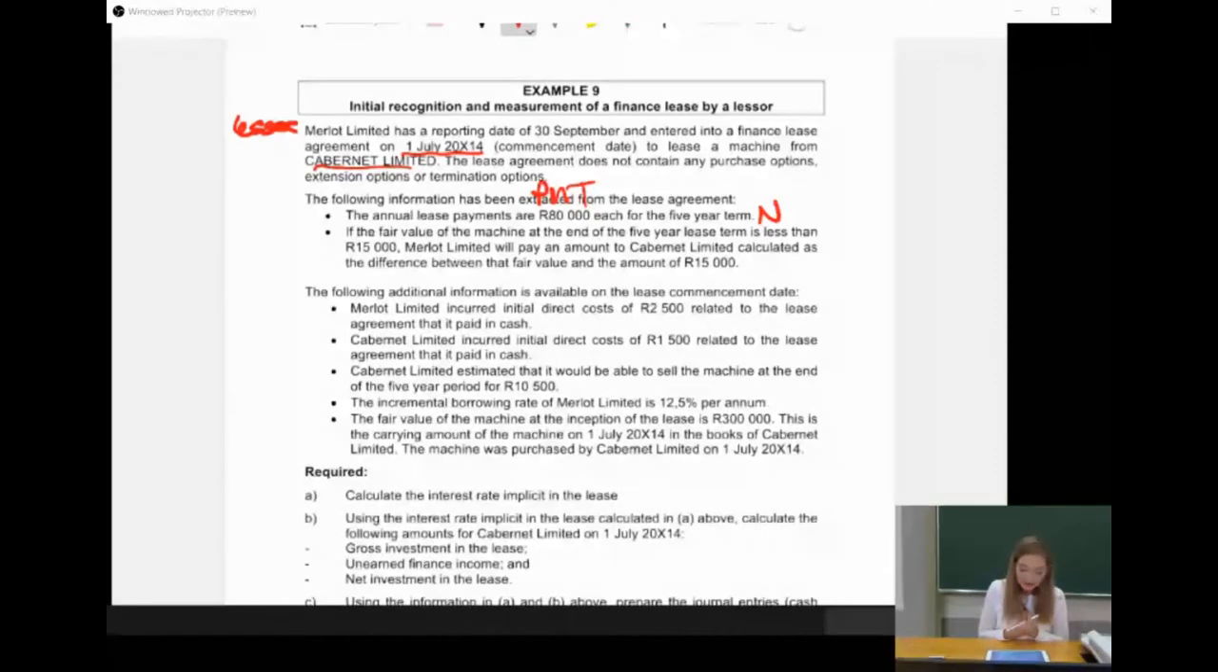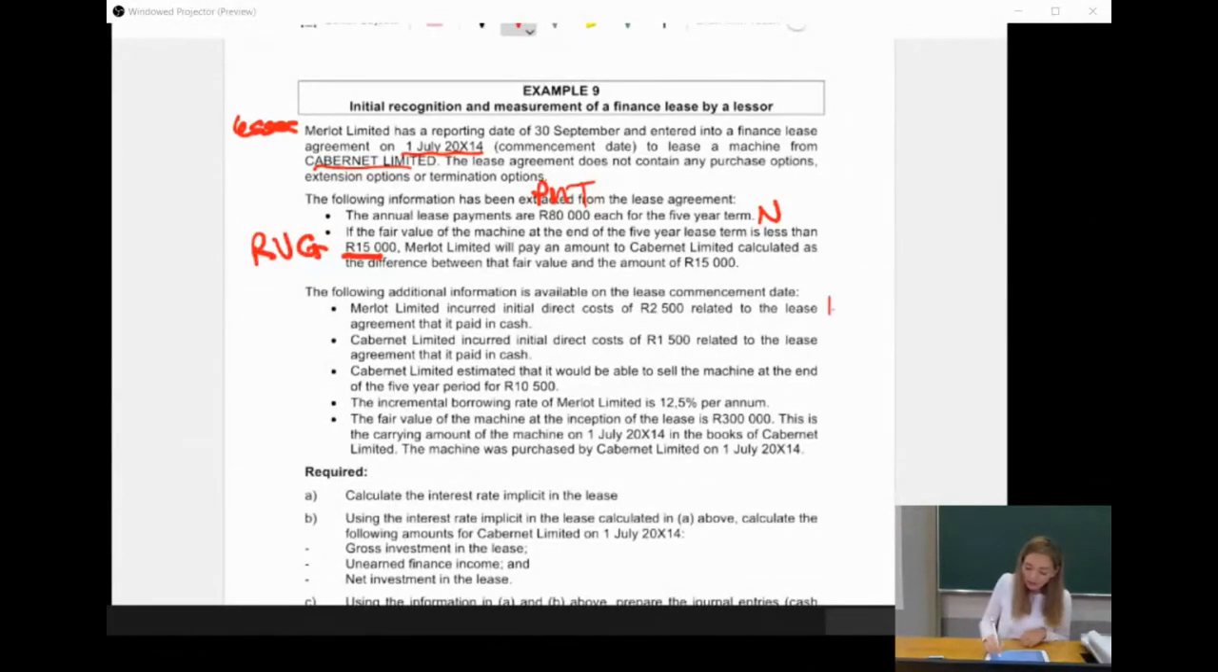If the fair value of the machine at the end of the 5-year lease term is less than 15,000, Merlot Limited will pay an amount to Cabernet, calculated as the difference between the fair value and the amount of 15,000. So that is our residual value guarantee, the 15,000. The following additional information is available on the lease commencement date. Merlot, remember now Merlot is the lessee, incurred initial direct cost of 2,500 related to the lease agreement.